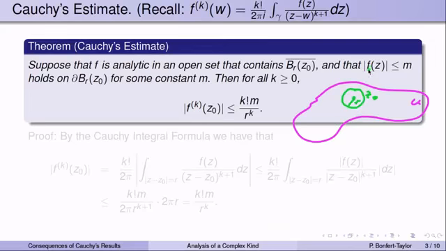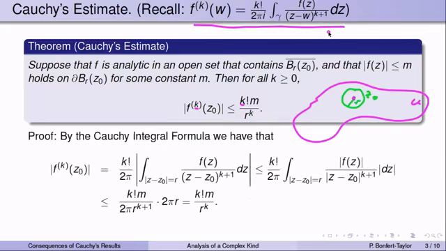And suppose furthermore, we know that the absolute value of f is bounded above by some constant M on this boundary curve. Then Cauchy's estimate says that for all k greater than or equal to 0, the kth derivative of f at the center point z0 is bounded above by k factorial, so that's the same k as the derivative that we took here, times M, the constant that bounds f on the circle of radius r, divided by r to the kth power. And the proof is actually quite simple and simply uses the Cauchy integral formula, which I wrote down for you up here so you remember what it looks like.